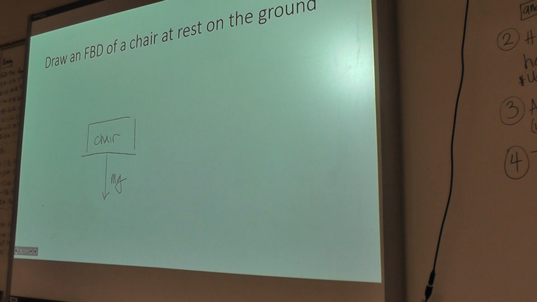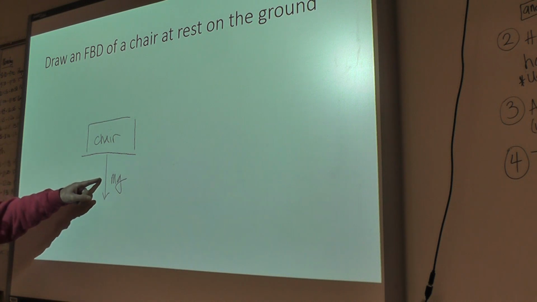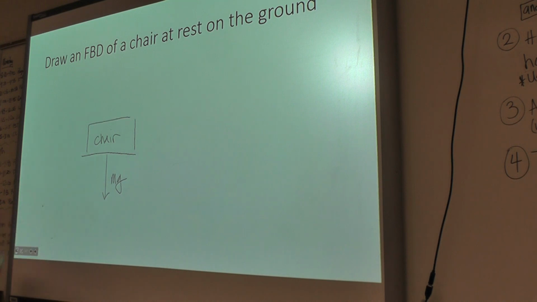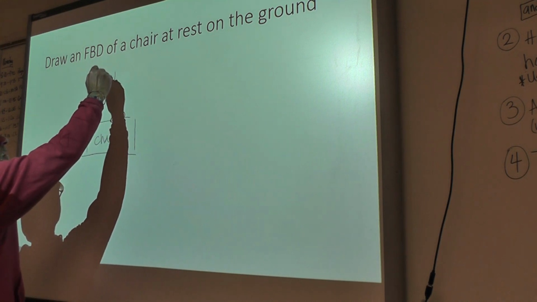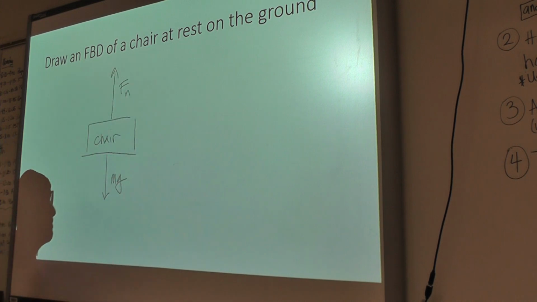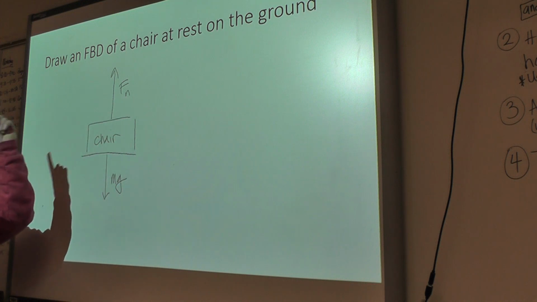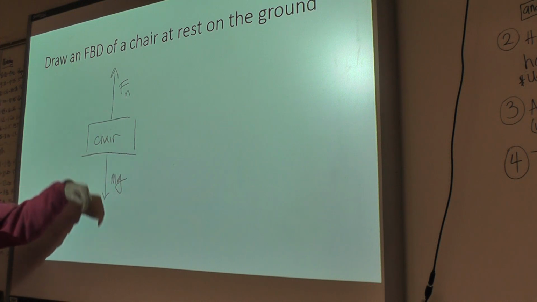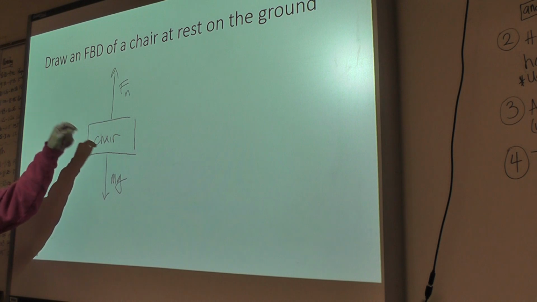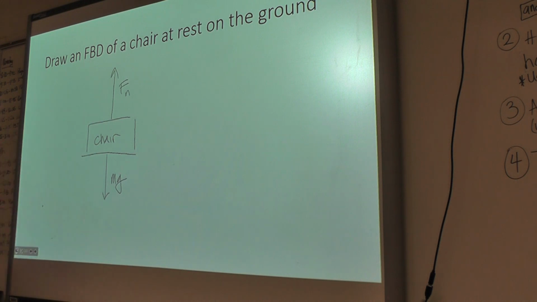So what does that tell us? That tells us that it can't be accelerating. Motionless things aren't accelerating. And that tells us that all the forces have to be balanced. That tells us that there's got to be another force the same size as the chair's weight in the other direction. And that force is going to come from the ground. That's a surface force. That's a normal force. So the normal force of the ground is pushing up with the exact same magnitude of force as the Earth's gravitational field is pulling down, right? So that's a chair at rest on the ground.